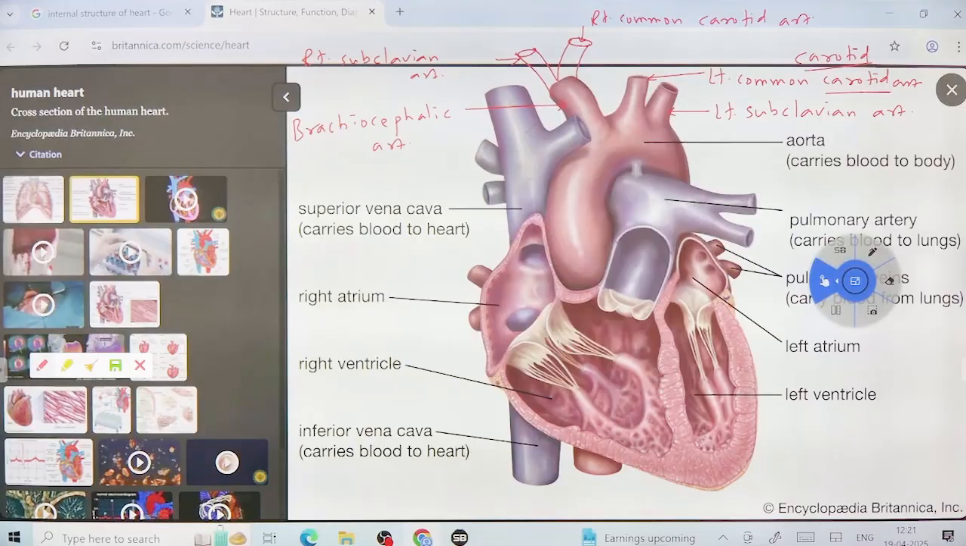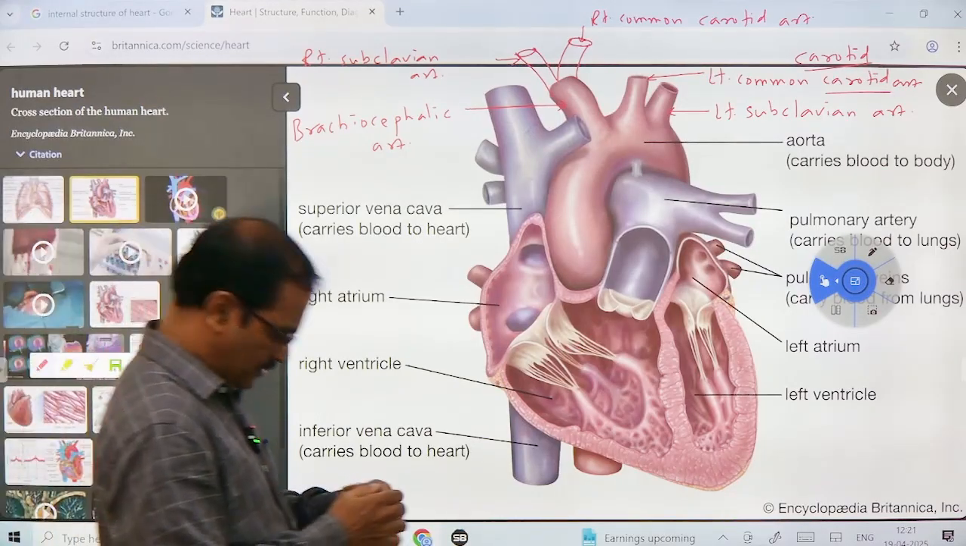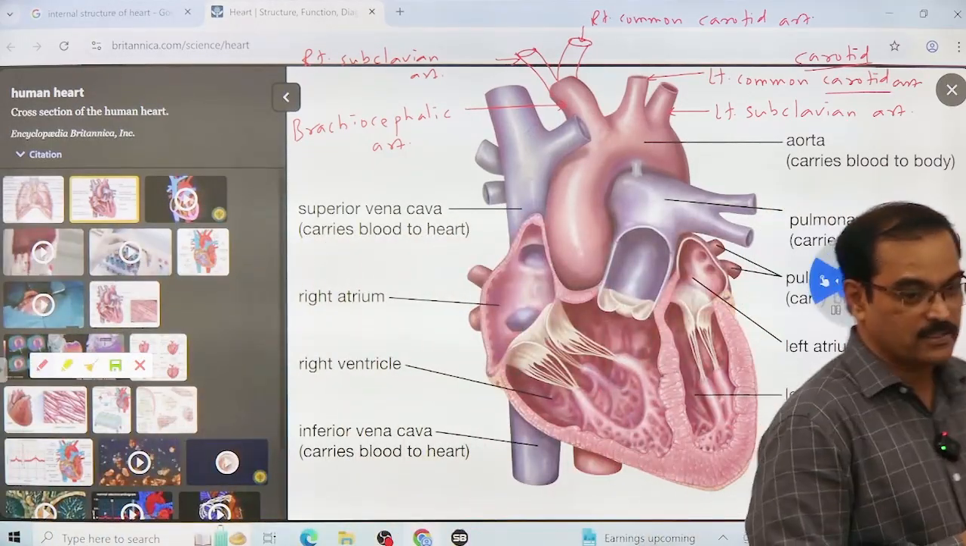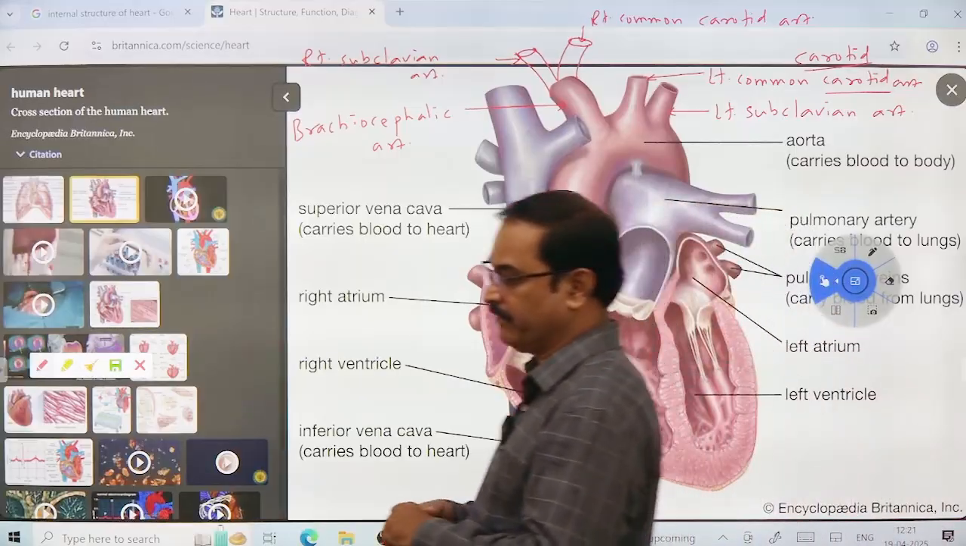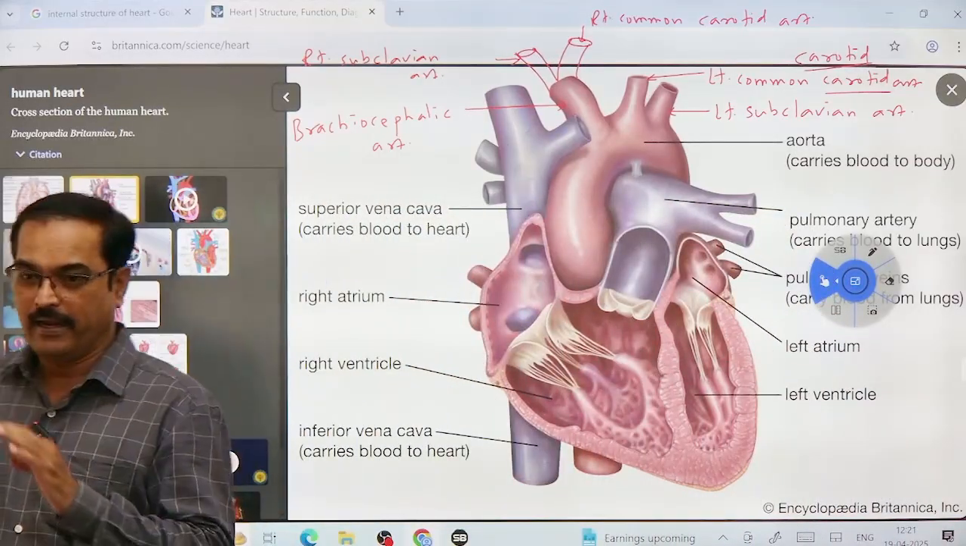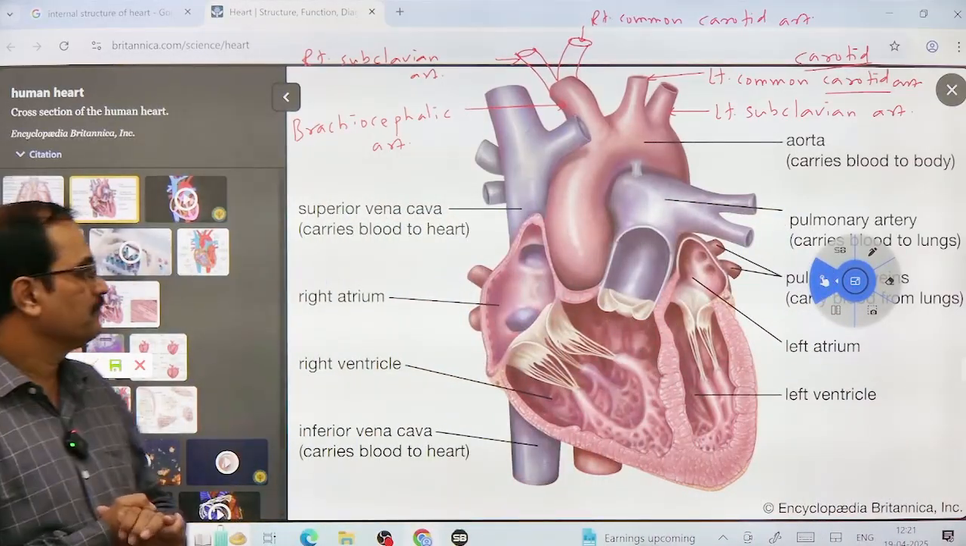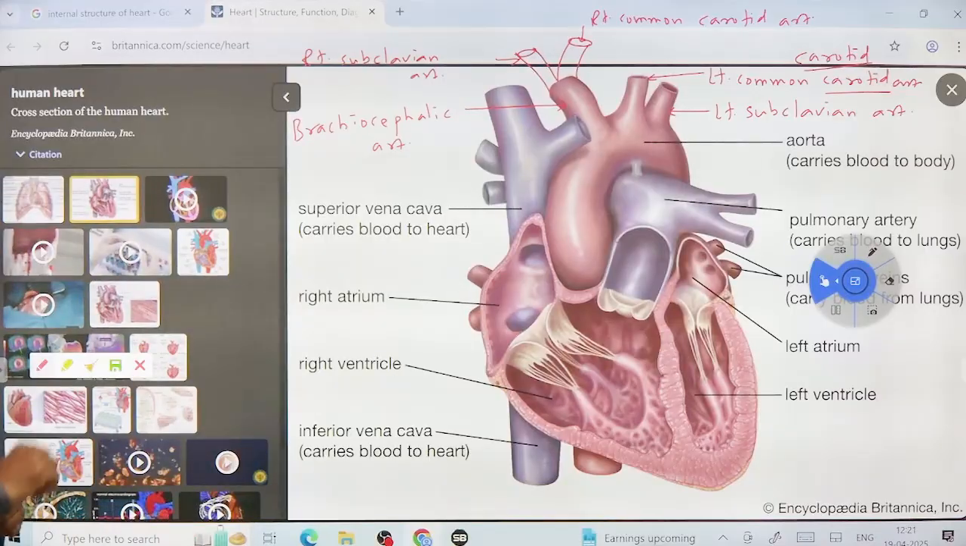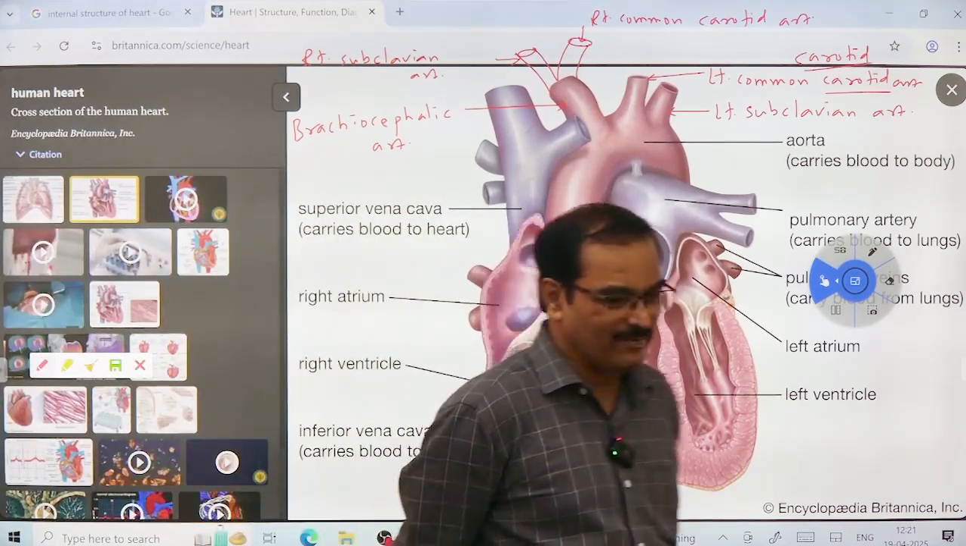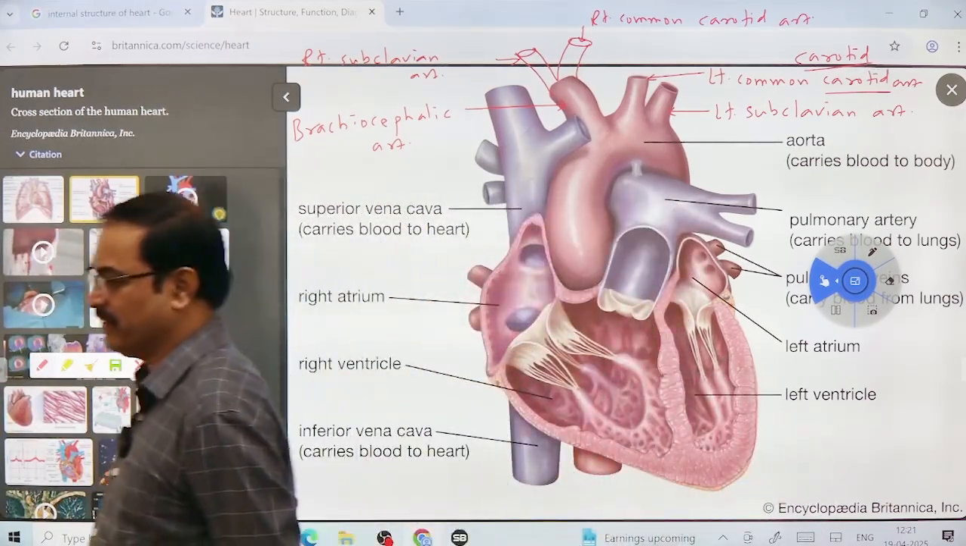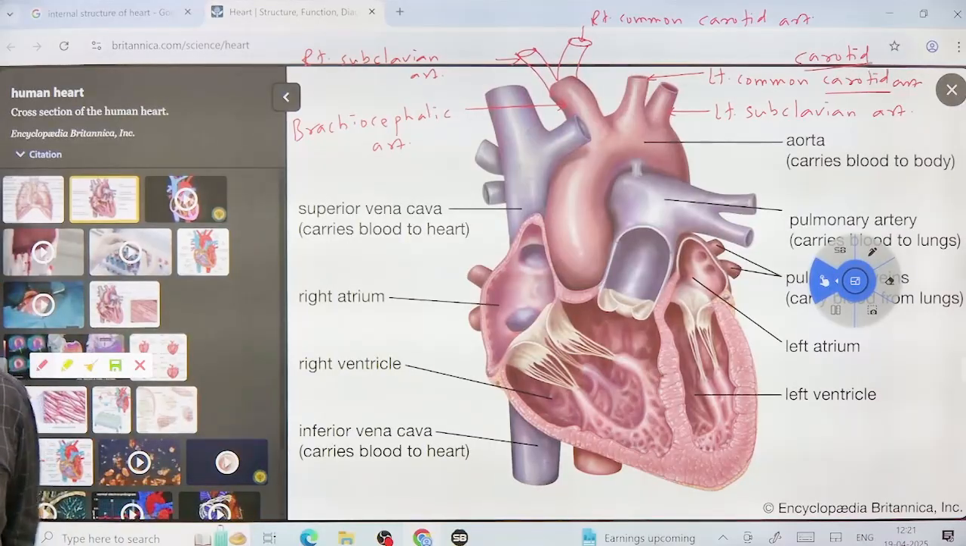And next, common carotid supply blood to head, neck and brain. Head, neck and brain.